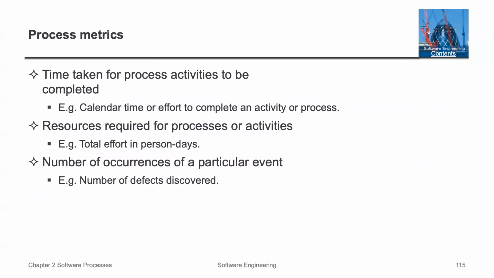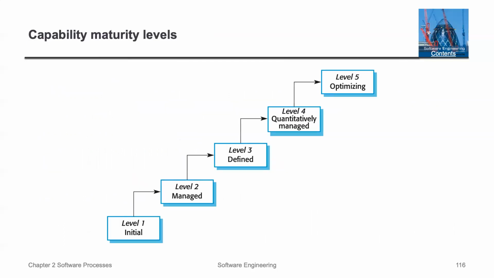In terms of metrics, we can use the time taken for process activities to be completed, the resources required for processes or activities, and the number of occurrences of a particular event. In terms of the capability maturity levels, we have level 1, initial, going up to managed, defined, quantitatively managed, and finally optimizing. Those are the five levels.